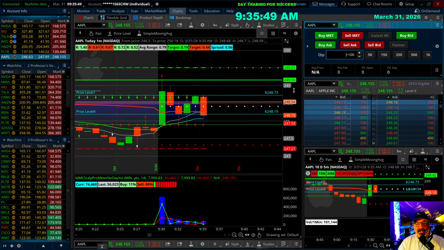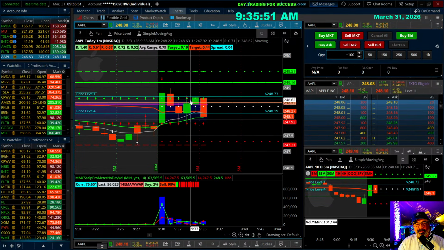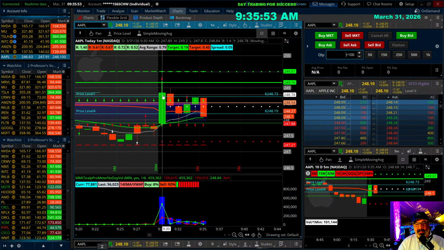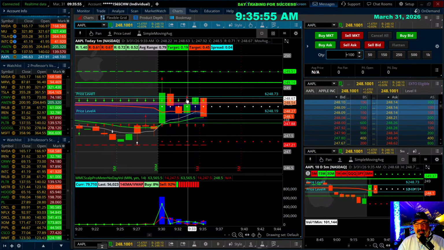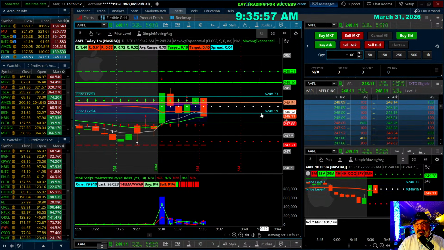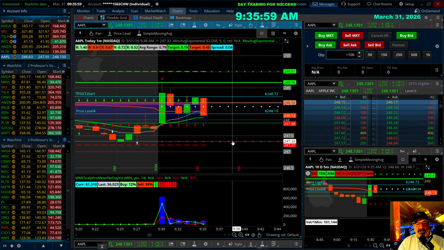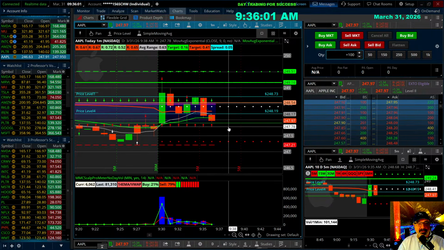I like the way this is starting to consolidate here. If it comes back up to this level again, I will go short off this level. I do hesitate to go long. I'm going to play short bias still.